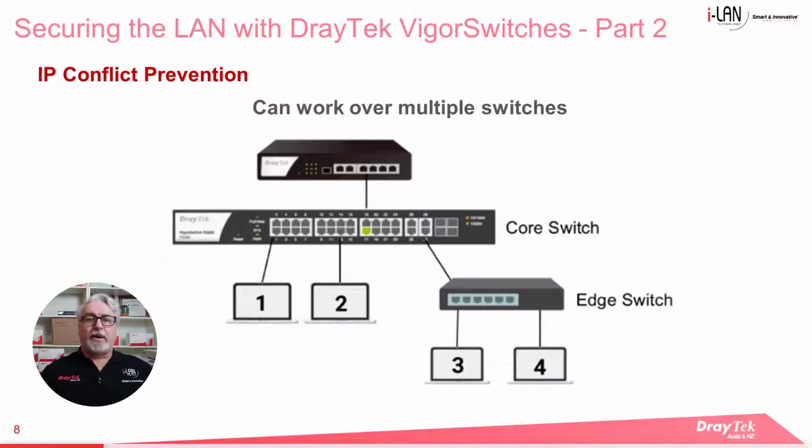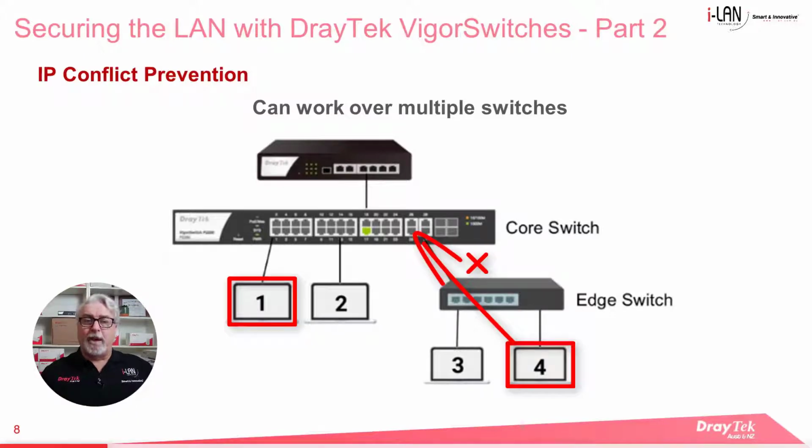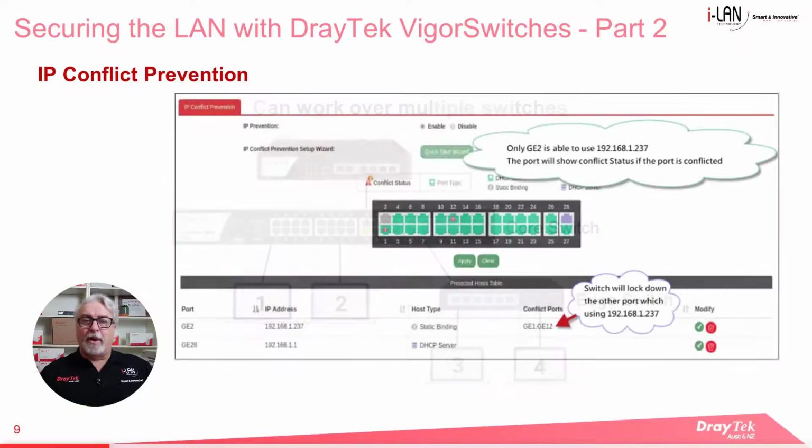In the example shown here, PC4 on the edge switch conflicts with PC1 on the core switch. PC4 is blocked from the core switch, but PC4 still can access other hosts within the edge switch. When an IP conflict occurs, the status will be shown on the switch GUI so that the network administrator can quickly identify where the problem is.